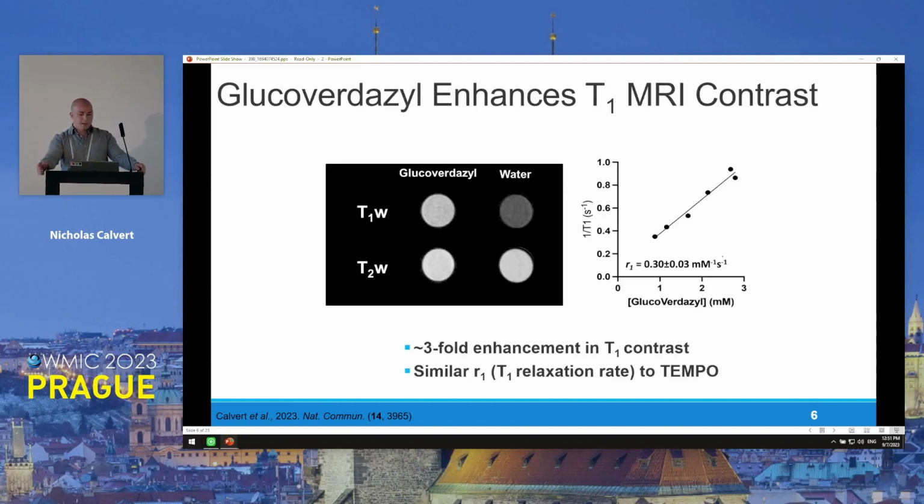So with our contrast agent made, we wanted to make sure that it actually did enhance T1 contrast like we thought it would. So if you look over here on the left, this is a T1 MRI of glucocorticosteroid in water, and we get about a threefold enhancement in that T1 contrast. And similar to what we see with gadolinium, I think in low concentrations and lower field, we don't get much change in T2. But what was really interesting to us, being that this isn't a nitroxide-based radical, is that our relaxivity in the T1 is identical to what we saw in TEMPO as well at 0.3 per millimolar per second, or inverse millimolar second.